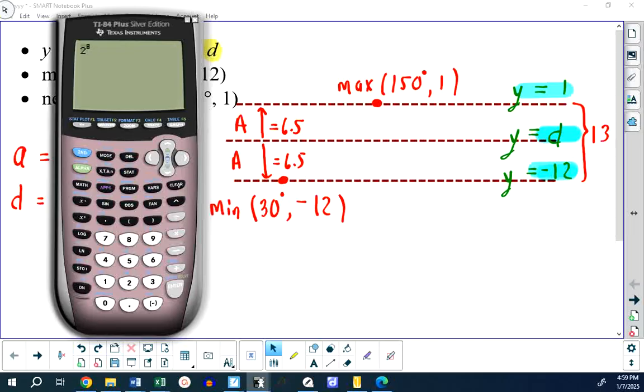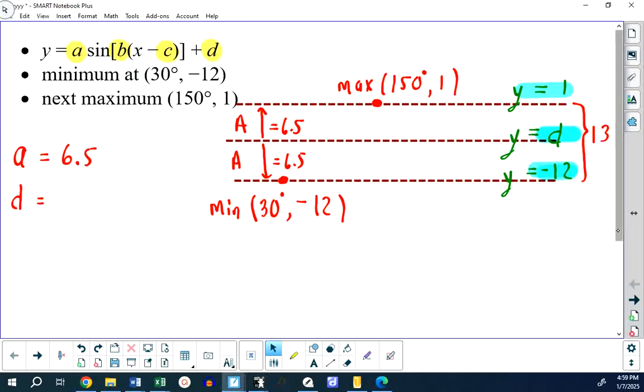I'm going to take negative 12, and add the amplitude of 6.5, which takes me to the middle line, which would be what D is. D is negative 5.5. Just to check, if I take the maximum value of Y and subtract the amplitude, I still get negative 5.5. So far, A is equal to 6.5 and D is equal to negative 5.5.